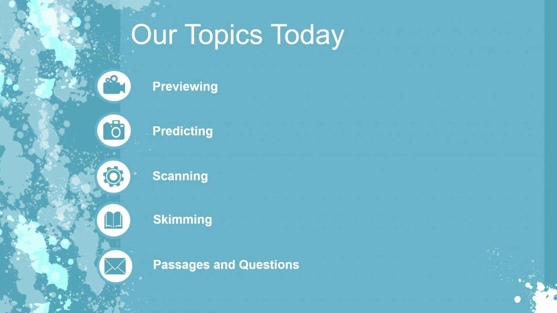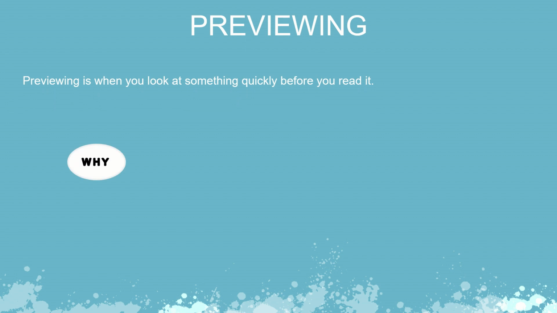Okay, so the first topic is previewing. Basically, previewing is an activity when you look at something quickly before you read it. Why do we need to preview the text? It can help you with your reading. You can get ideas about the passage by just a plain preview. Look at the topic or maybe the title or just some part of the text. And also, you can understand better and read faster if you preview it first.